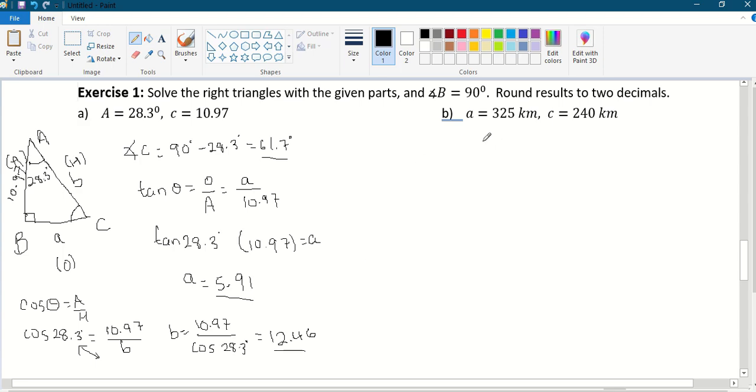Let's look at another one. Now we are given two side lengths only. We are not given any angle. So let's sketch this first. The sketch will look like this.